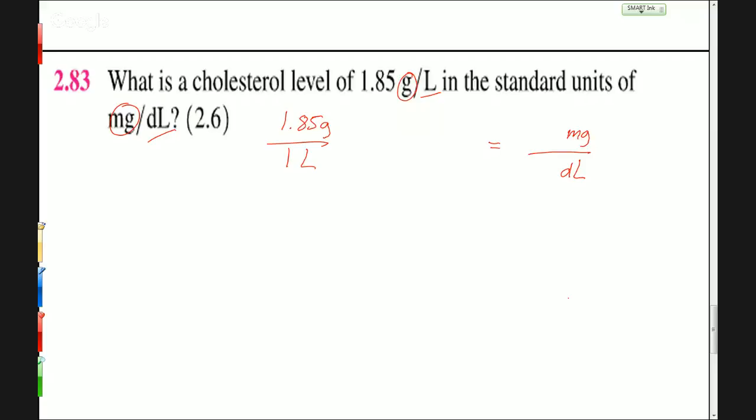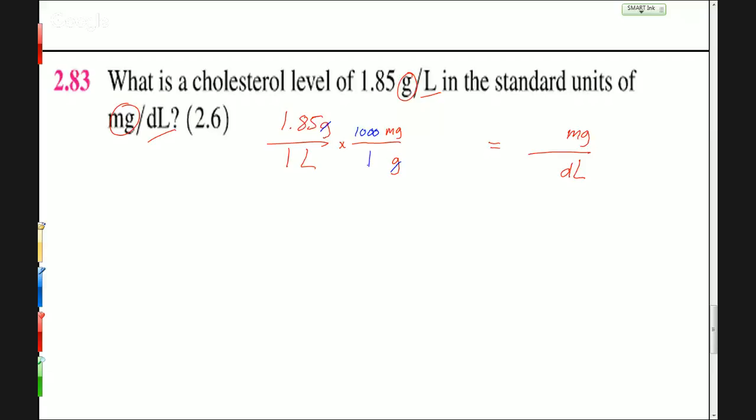Right, exactly. So we're going to set up an expression where the gram is on the bottom and the milligram is on the top. That way, grams cancels with grams, and we're left with milligrams. We know from all the stuff we've just been doing, there are 1,000 milligrams in 1 gram. Okay, so if we just stop there and we evaluated this expression, our final unit would be milligrams per liter. So we're close.